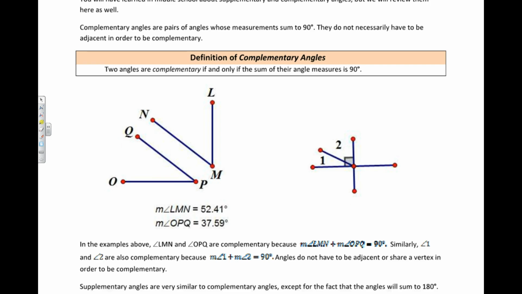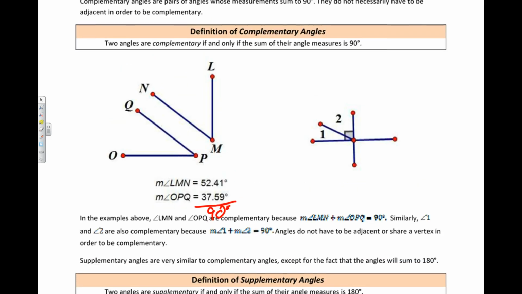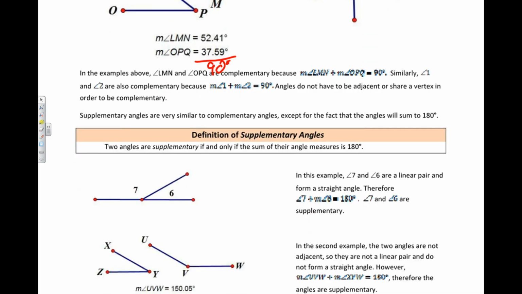So looking at these two diagrams down here, I can see that LMN and QPO are complementary because when I add their measures together, these guys will sum to 90 degrees, despite the fact that they are super funky looking and they're not attached and they're not adjacent, they're still complementary. And then over here, angle 1 and angle 2 are also complementary. They just happen to also be adjacent, and they share a vertex. So complementary means adds to 90, but it doesn't mean anything else.